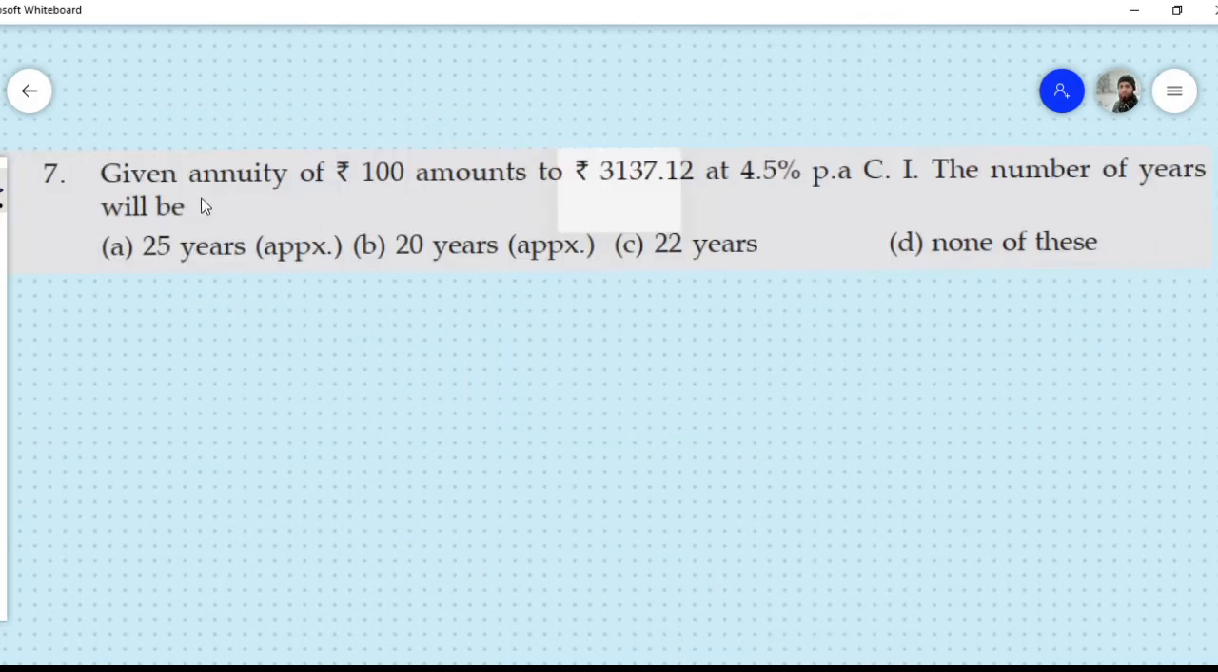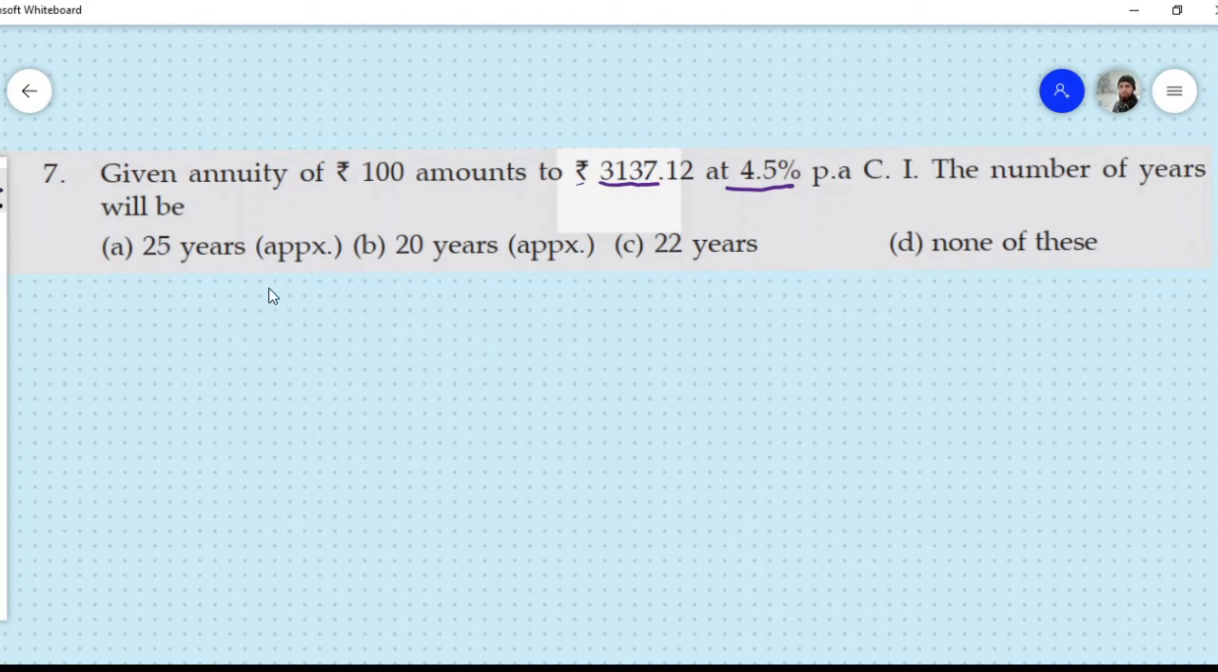Question number 7. Given annuity of rupees 100 amounts to rupees 3173 at 4.5% per annum compound interest, the number of years will be. Here 3173 acts as a future value because the annuity is 100 and this is the rate of interest. First of all, given annuity of rupees 100 amounts to, means it sums up to this value at a rate of this. That is the final value, which is the future value, 3173. Now we are being asked the number of years.